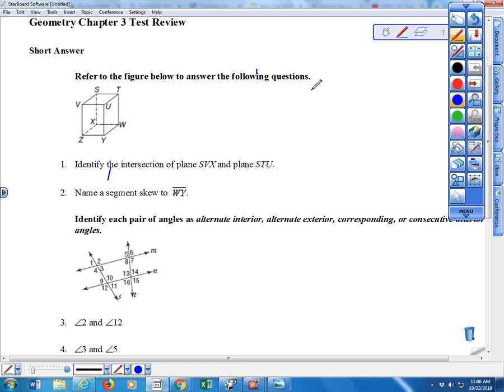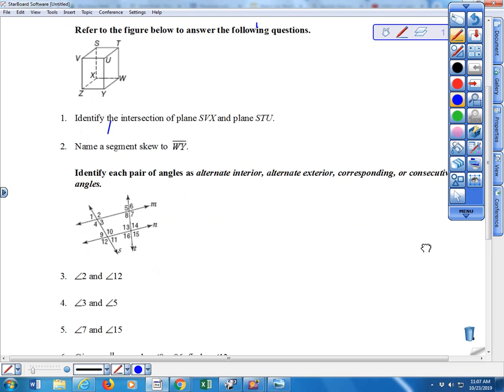Or segment? VU, SX, ST, what else? VZ maybe? Those four? So any of those four would have worked. You didn't have to name all of them. Like across the plane. Like you could do SU. SU? No, you can't. No.